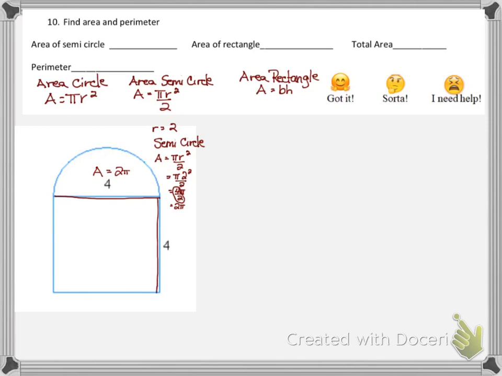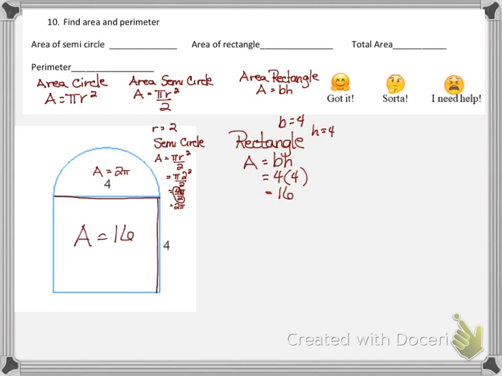And so the area of a rectangle is base times height. Well, my base equals 4, and my height equals 4 as well. And so it's 4 times 4, which equals 16. So this area here is 16. And once we figure out those areas, then we figure out the area of the whole.